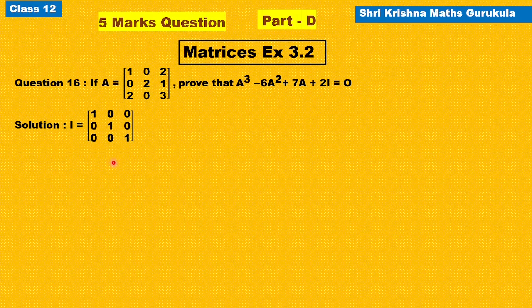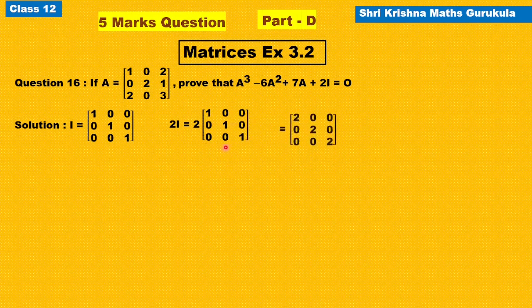Now this is identity matrix and we have to find 2I. So I'll be multiplying 2 to this identity matrix. That means I'll be multiplying 2 to each and every element of the matrix I. This gives us 2, 2, 2 as diagonal elements and the rest of the elements will remain 0 only. So this matrix is 2I.